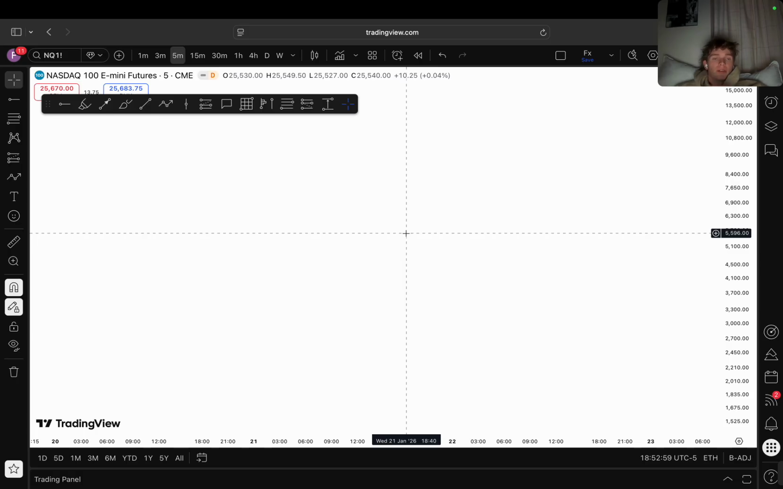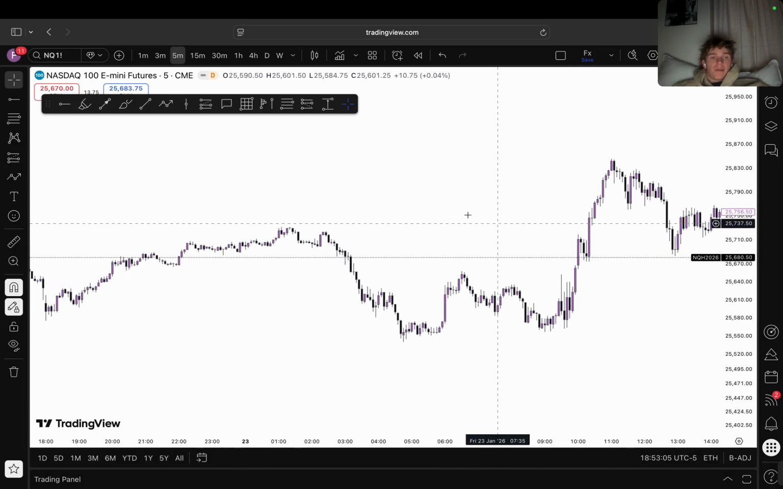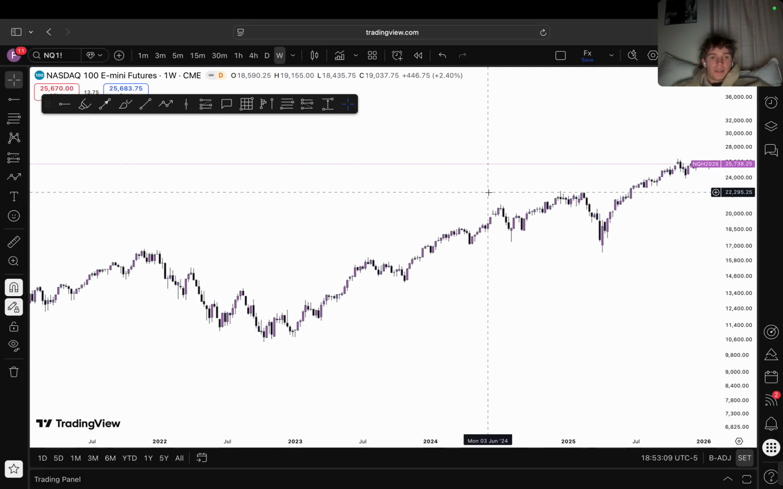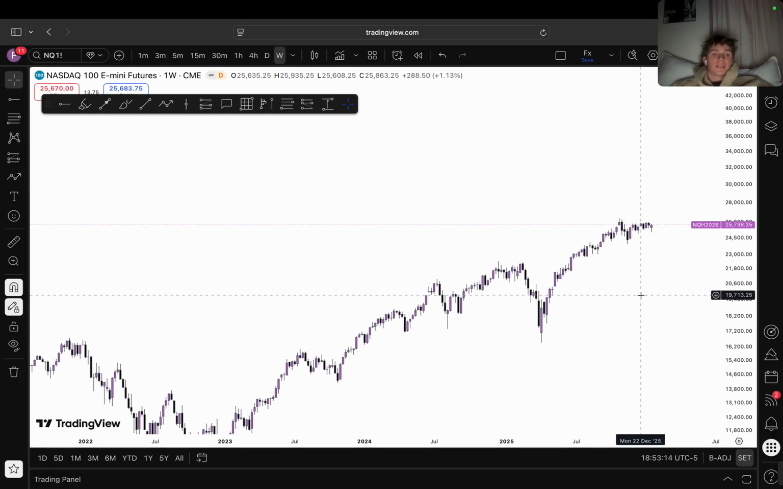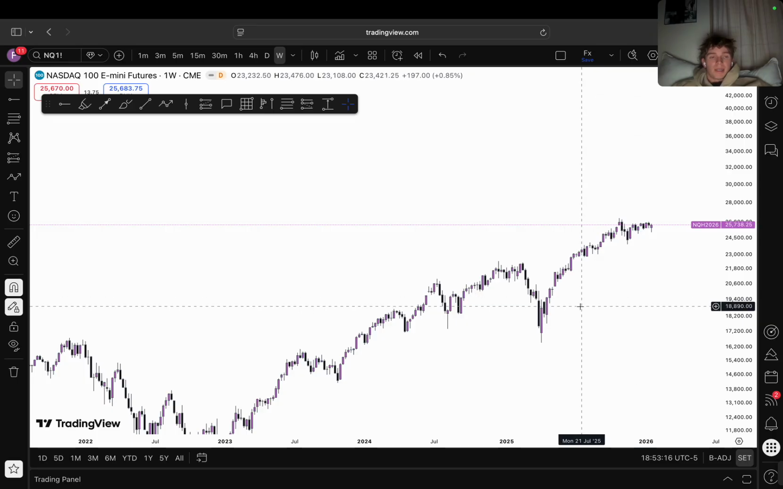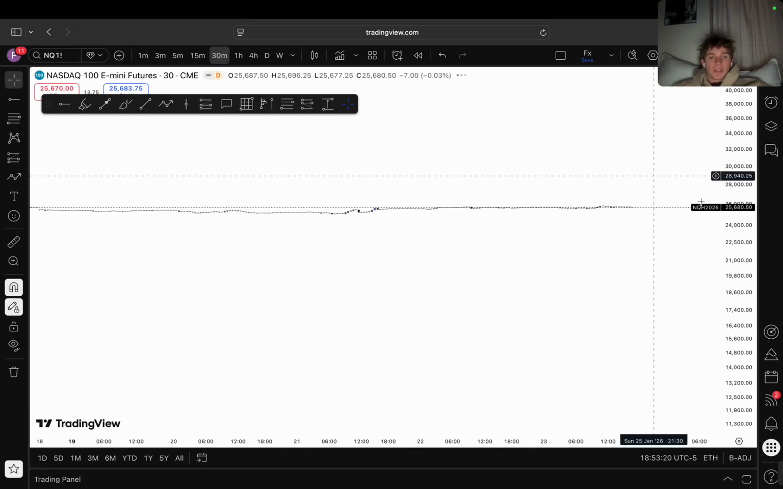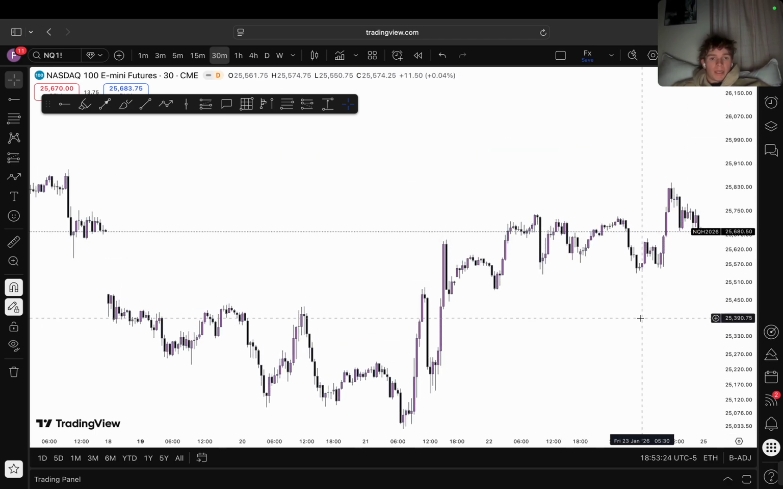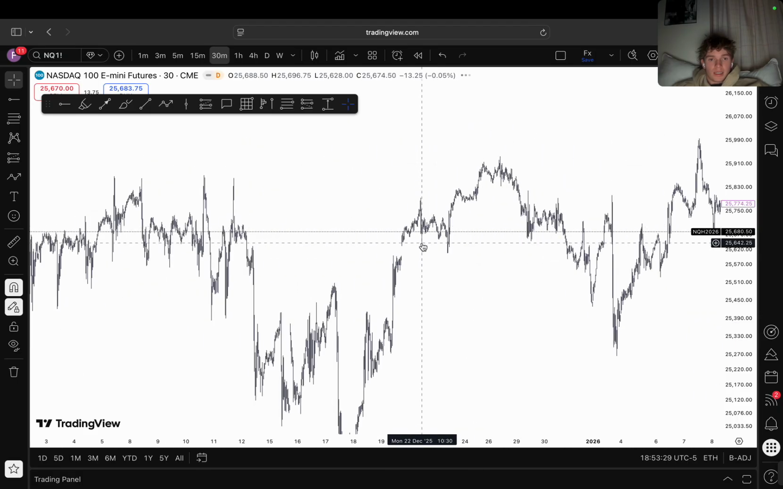I also have a video probably coming out on time frames, which will be a pretty quick one. But to summarize: the higher the time frame, the more power. As you can see on the higher time frame, it's very bullish. If you were just long on the weekly time frame, you'd basically have a guaranteed win if you had a big stop loss. You know what I'm saying? And if we drop down, we can see it in different senses.